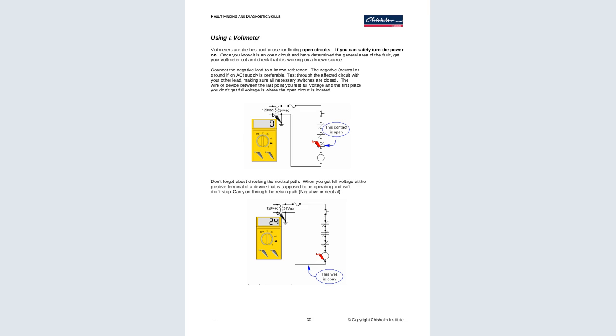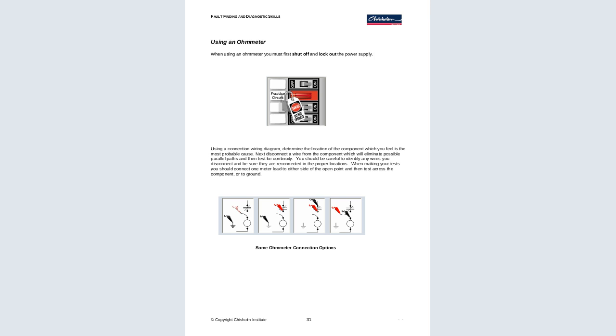Now, do not forget about checking the neutral path. When you get full voltage at the positive terminal of the device that is supposed to be operating and isn't, don't stop. Carry it through and test the return path, the negative or neutral. So this wire is open. You realize that this wire is open after testing using the voltmeter.